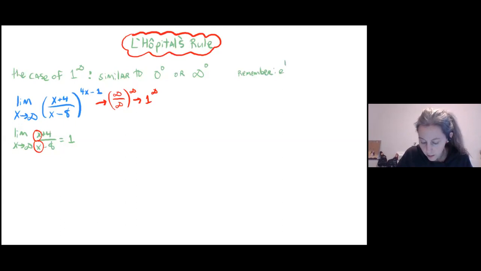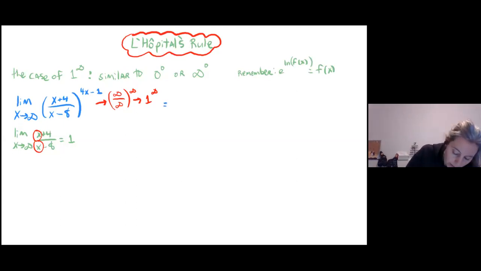that e to the natural log of f of x is just equal to f of x. So we're going to rewrite our function in the form e to the ln of the function. But when we do that, we're going to leave that e on the outside of the limit. So the limit as x approaches infinity of natural log of x plus 4 over x minus 8 to the power of 4x minus 1.